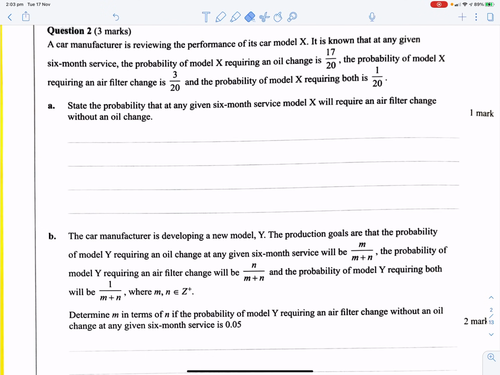Okay, there's lots of words here. A manufacturer is reviewing the performance of its car Model X. It's known that any given 6-month service, the probability of Model X requiring an oil change is 17 on 20. The probability of Model X requiring an air filter is 3 on 20. And the probability of Model X requiring both is 1 on 20. So let's do a Karnaugh-style table: oil change, not oil change, filter, not filter. Oil change is 17 on 20, air filter is 3 on 20, requiring both is 1 on 20.